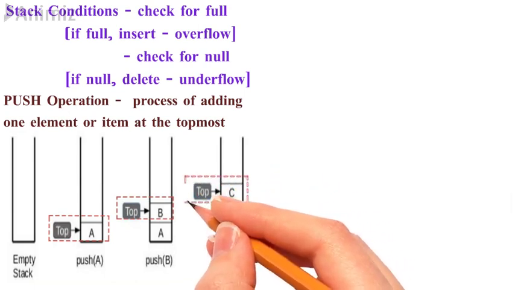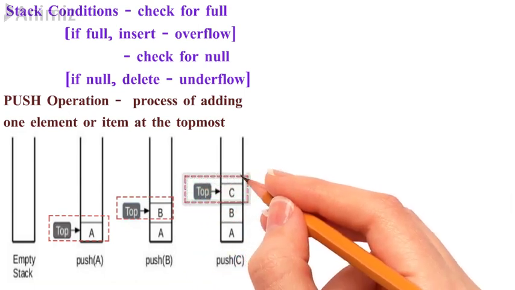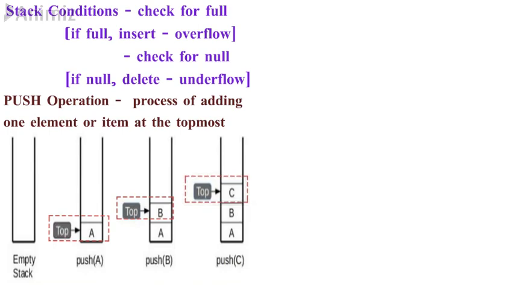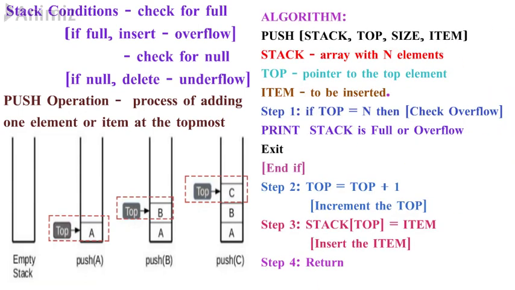So I am incrementing my stack pointer and I am inserting the element. This process goes on until your stack is full. How will you check whether your stack is full? See, check that your top is equal to the number of elements in the stack. If it is so, it means that your stack is full. Now it is the algorithm for push operation.